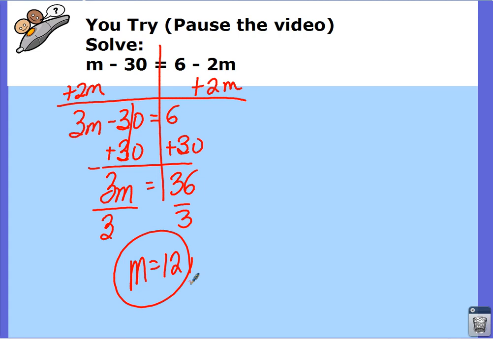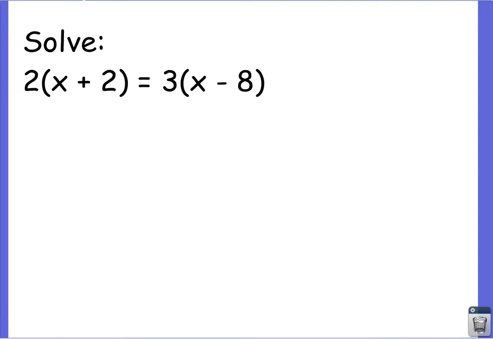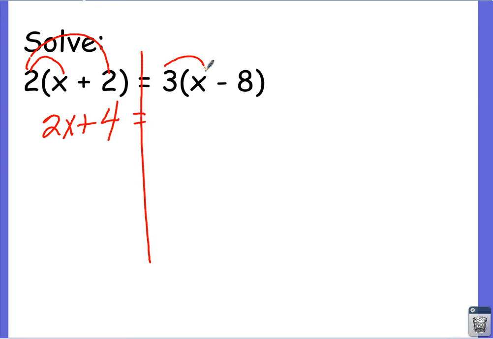Okay. Now the greatest thing about these problems is that we just keep adding a little bit each time. In the case of this one, first of all, I now have parentheses. So remember, we learned in the last unit that anytime you have parentheses, we just need to distribute. And you're going to have to make sure to take care of everything on the left side. So 2 times x gives me 2x. 2 times 2 gives me 4. And I do the same thing over here. 3 times x gives me 3x. 3 times negative 8 gives me negative 24.